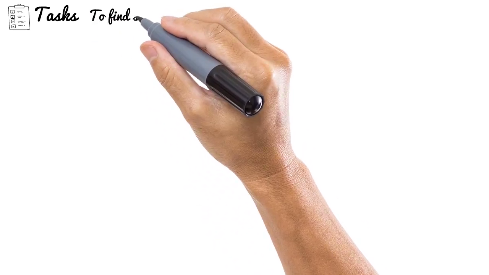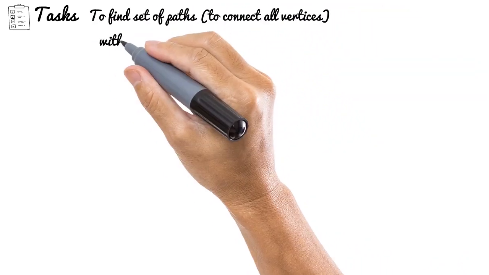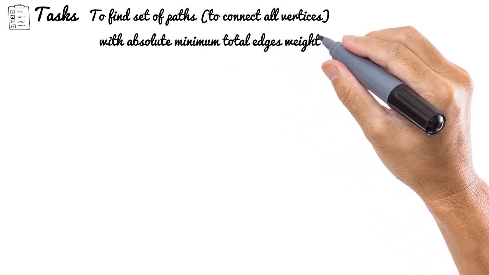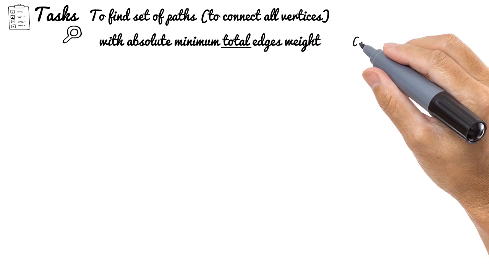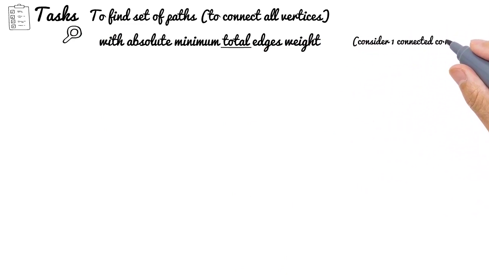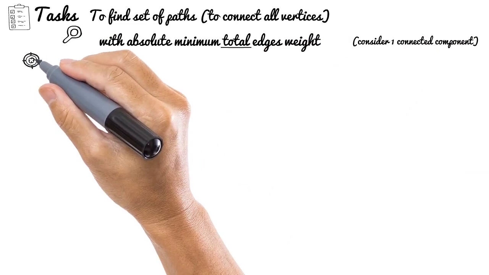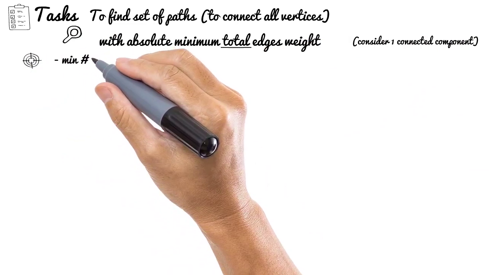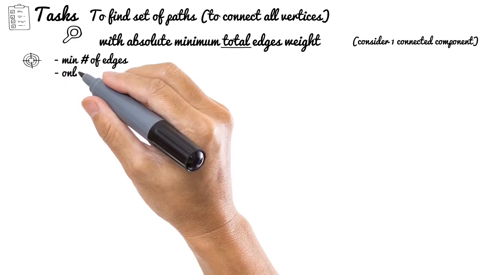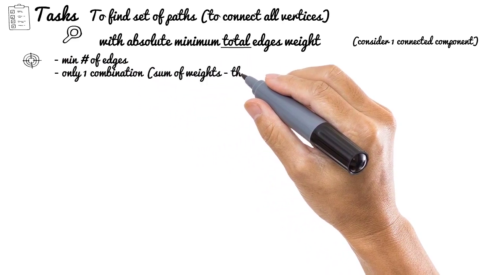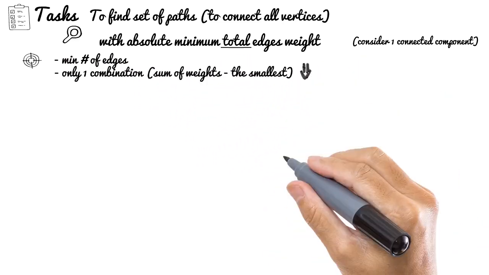And let me bring another totally different task. Task is to find combination of paths to connect all vertices in a graph with absolute minimum total edges weight. For simplicity, let's consider initial graph with just only one connected component for this task as well. The goal assumes here that we need to find the minimum amount of edges to connect all vertices. And not only minimum amount of edges, but to find the only one combination, total sum of edges weights, to be the smallest.